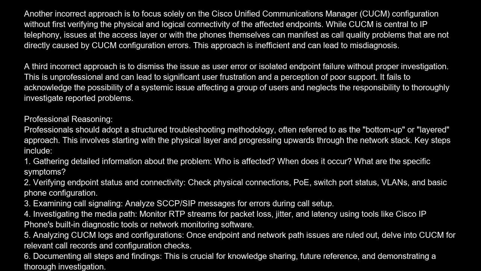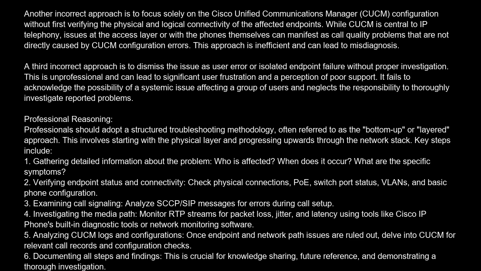Another incorrect approach is to focus solely on the Cisco Unified Communications Manager (CUCM) configuration without first verifying the physical and logical connectivity of the affected endpoints. While CUCM is central to IP telephony, issues at the access layer or with the phones themselves can manifest as call quality problems that are not directly caused by CUCM configuration errors. This approach is inefficient and can lead to misdiagnosis.